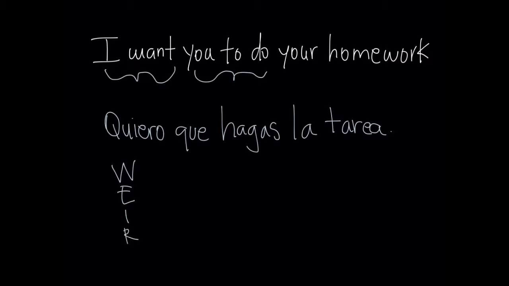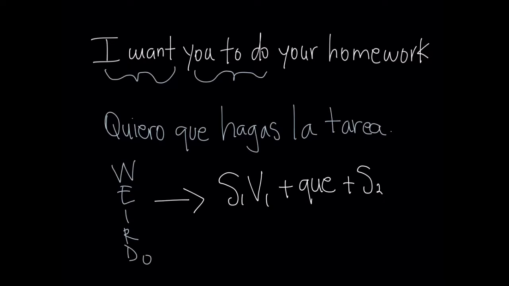So every time we want to use weirdo in Spanish, we need to have a subject one and a verb one. We need to add the linking word que, and we need to have the subject two and a verb two. So let's take a look at a second example.